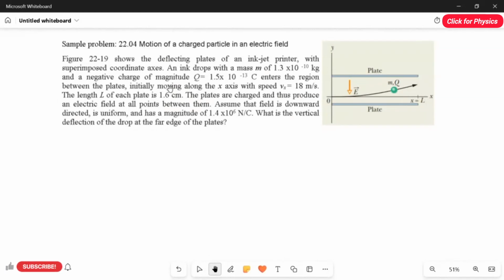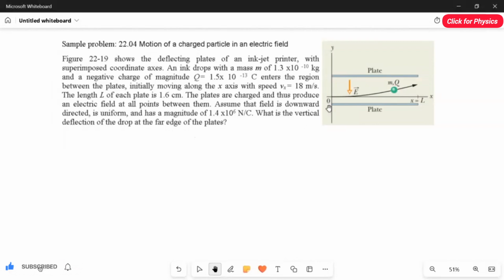between the plates, initially moving along the x-axis with a speed of v_x equal to 18 meters per second. The length of each plate is 1.6 centimeter. The plates are charged and thus produce an electric field at all points between them. Assume that the field is downward directed and uniform, with a magnitude of 1.6 × 10^6 Newton per coulomb. What is the vertical deflection of the drop at the far edge of the plates?